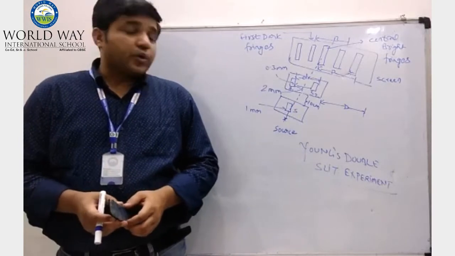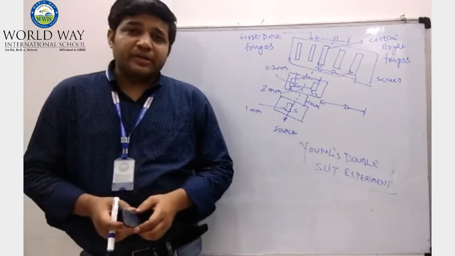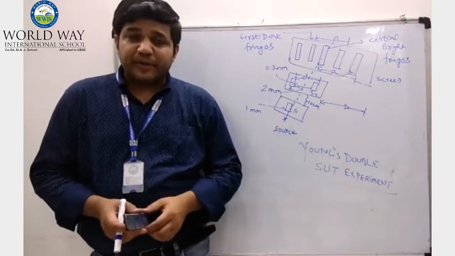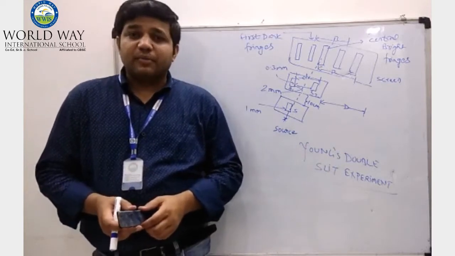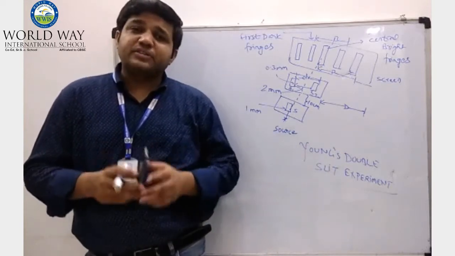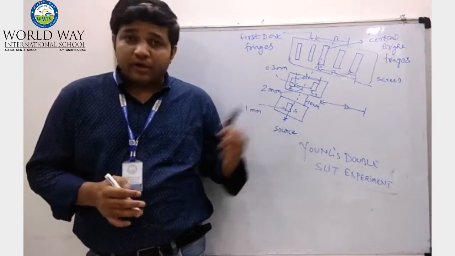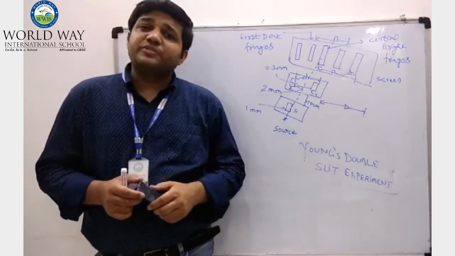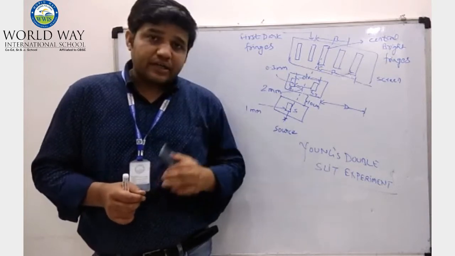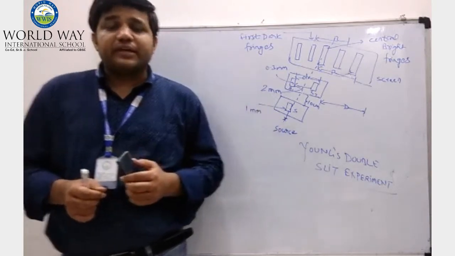Today, we are going to discuss a very important topic, that is Young's double slit experiment. So, what is Young's double slit experiment? On what principle or phenomena does Young's double slit experiment work? The first and foremost principle is interference of light. Now, what is interference of light?